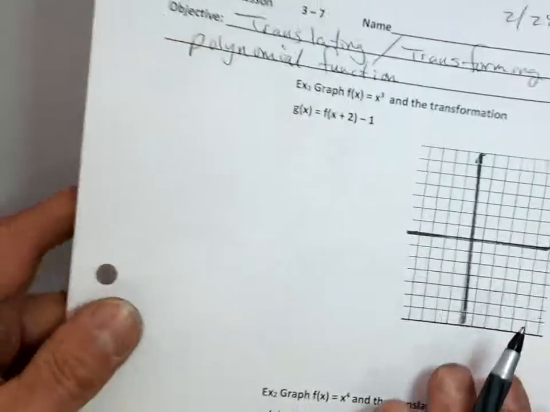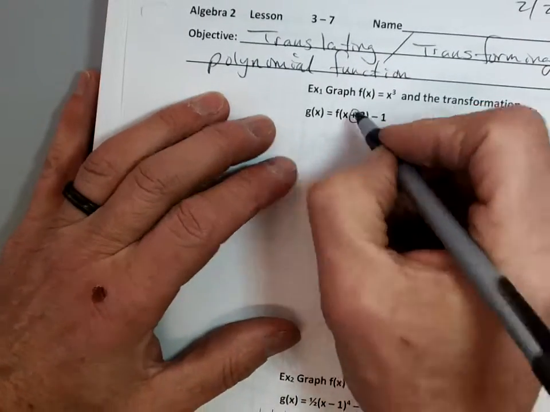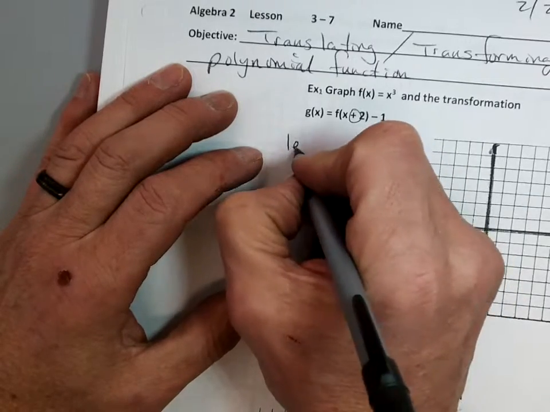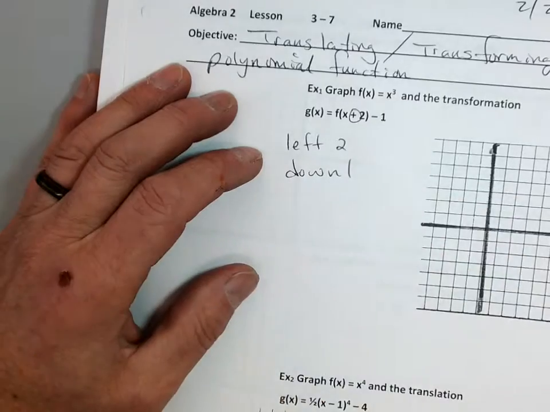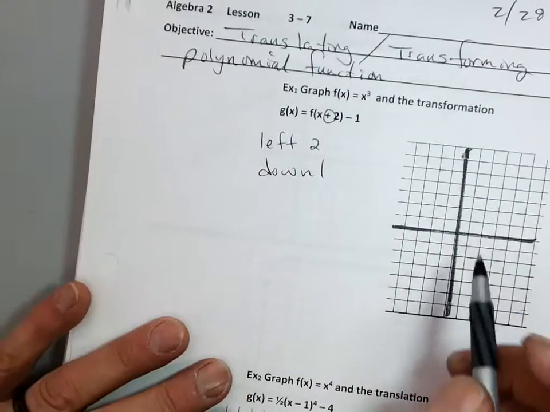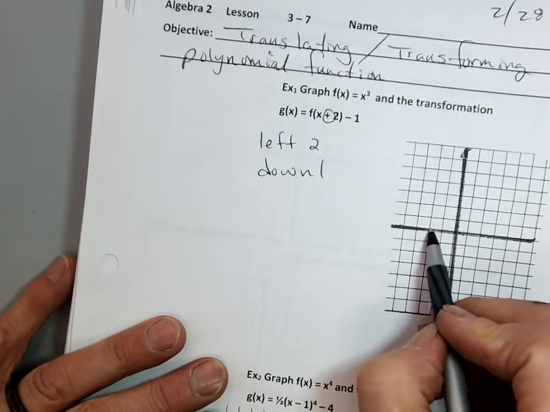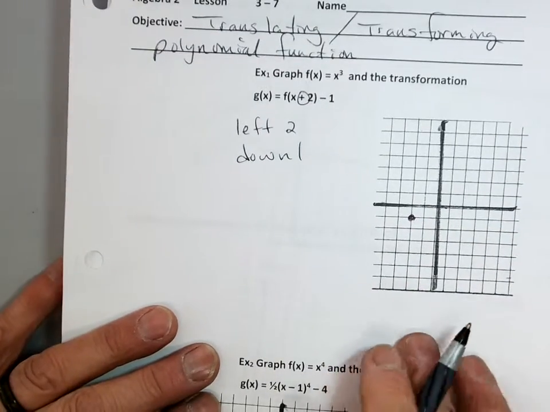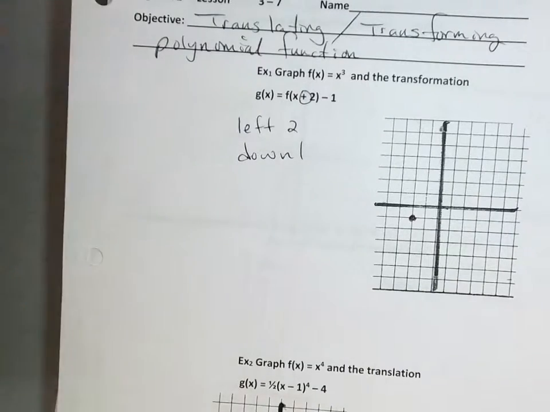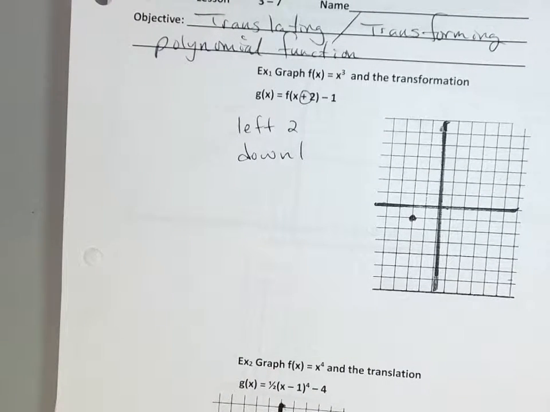In this case, we're going to move it, remember the opposite, we're going to move it to the left 2, and then down 1. So we're going to go to 2, we're going to go right there. So that's where my new inflection point is going to go. And then we're just going to graph our x cubed.